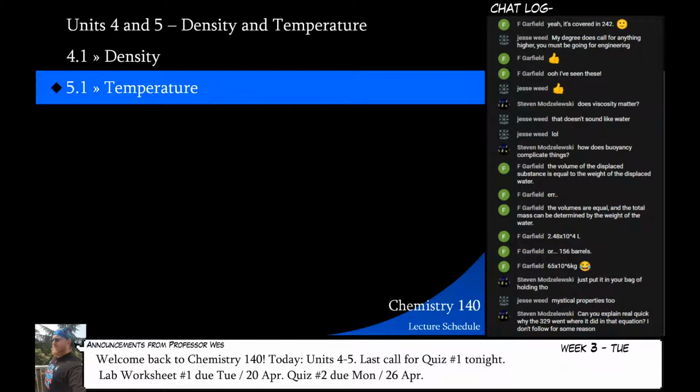Hi again. Welcome back. Let's wind the music down here. So, before we talk about temperature, because temperature is like a 10-minute thing at most, I do want to talk about the lab.